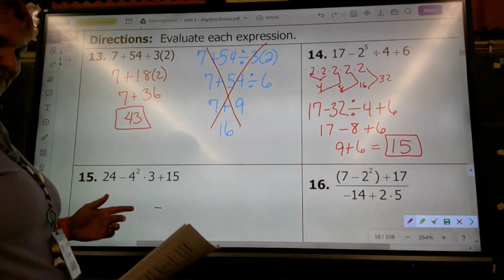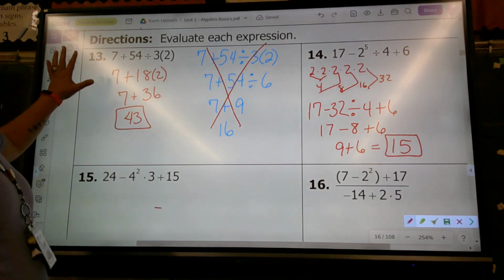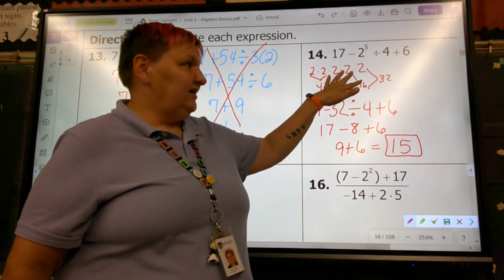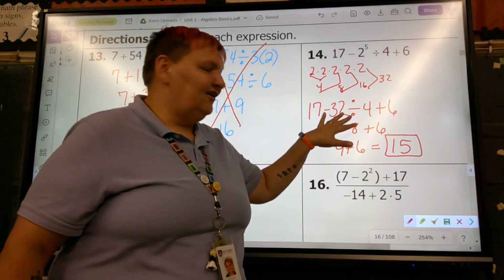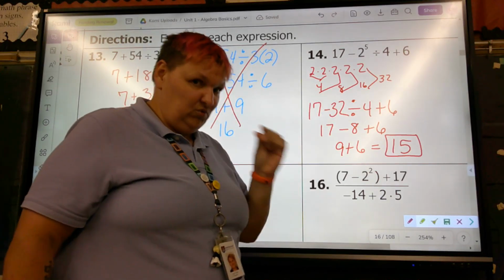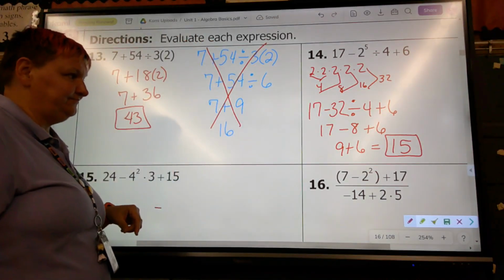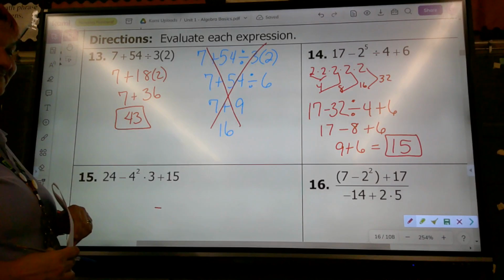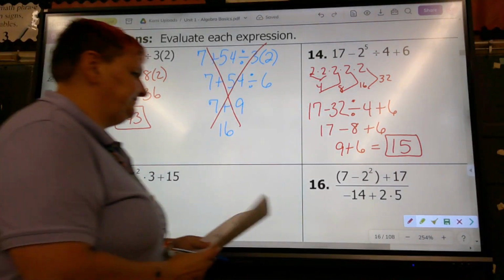One step at a time. Don't panic. Don't look at the whole problem. Just think about what you need to do first, and then second, and then third. You see what I'm saying? Do one little piece at a time. Good? All right, 2 more.